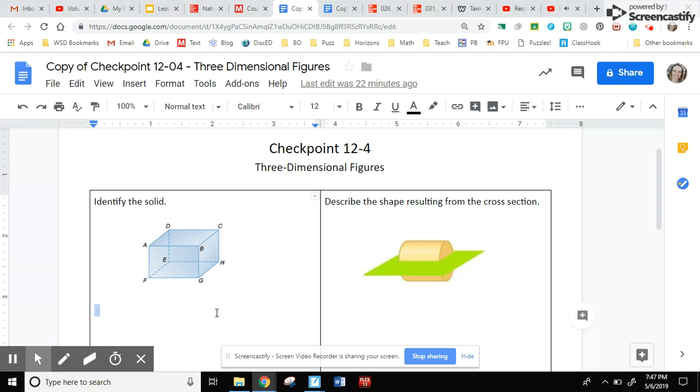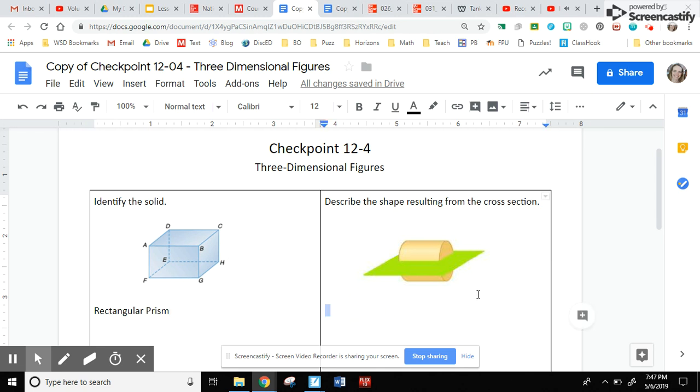So identify the solid, and I will wait a few seconds for you to fill that in, or you can always hit pause with the space bar or your mouse. Okay, you should have written down rectangular prism, because my sides are a rectangle and I have some height.